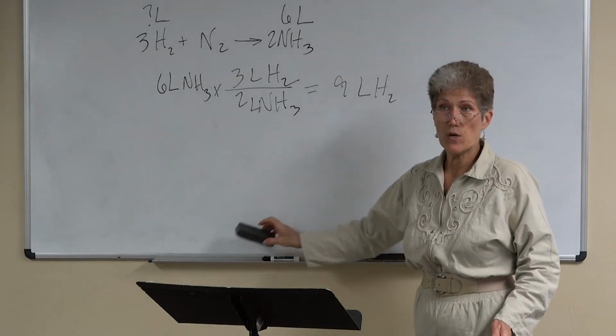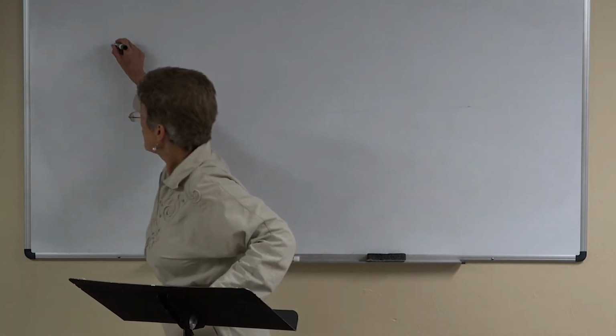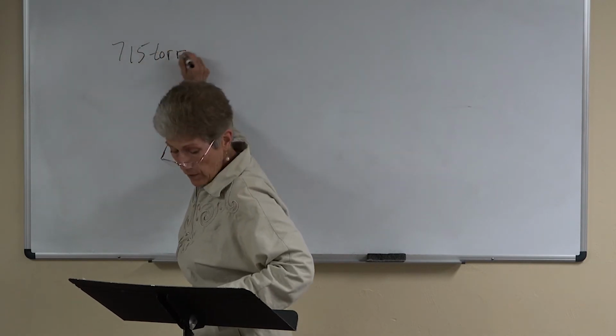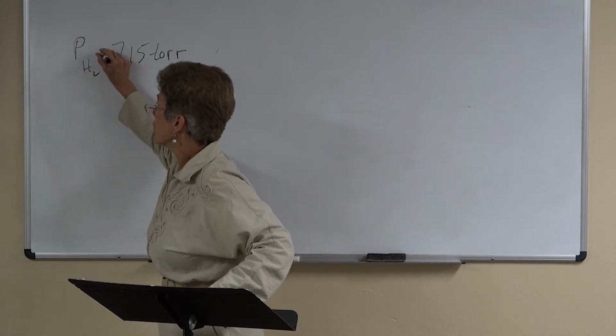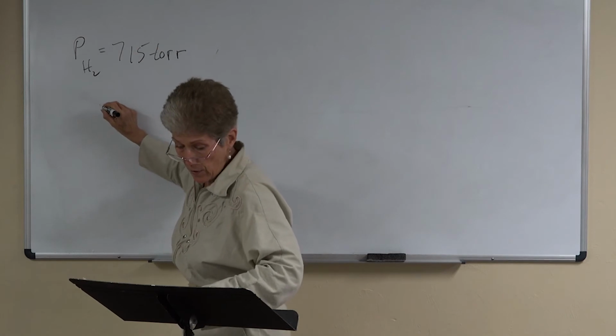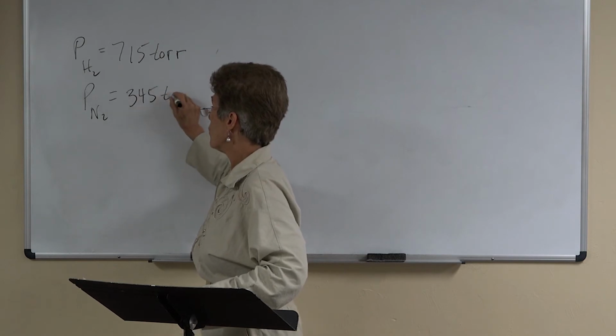That one was easy because we were able to actually use the stoichiometry, but with the volume. Okay, let's see. Number 10. A balloon is filled with 715 torr of hydrogen gas and 345 torr of nitrogen gas. What is the mole fraction of each gas? Okay, so we have 715 torr of hydrogen gas. That's the partial pressure of hydrogen. And we have the partial pressure of nitrogen gas at 345 torr.